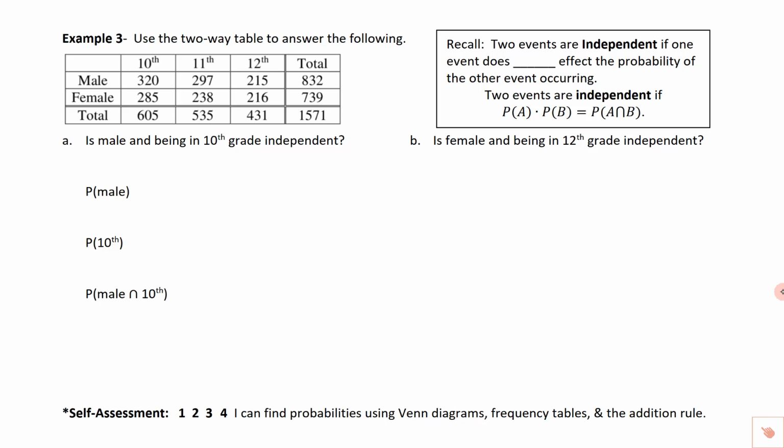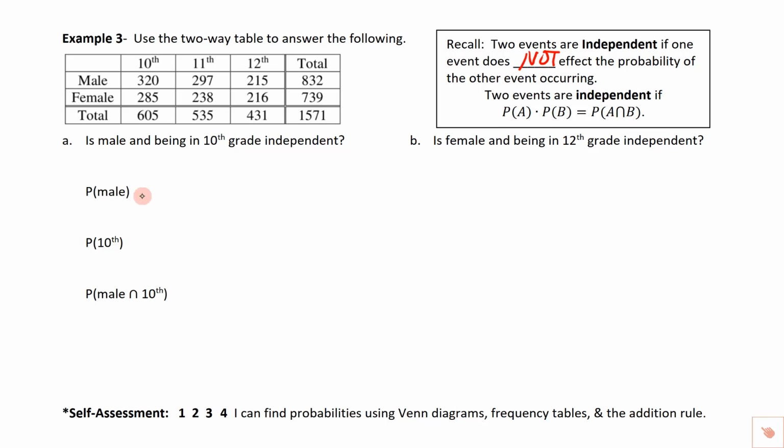There are times where the data gets really complex, like it is here, and we've got to rely on a rule in order to tell us whether or not they're independent. And here's the rule for independent. We can tell whether or not they impact each other by this: if we take their individual probabilities, multiply them together, and it's the same as the probability of their intersection.